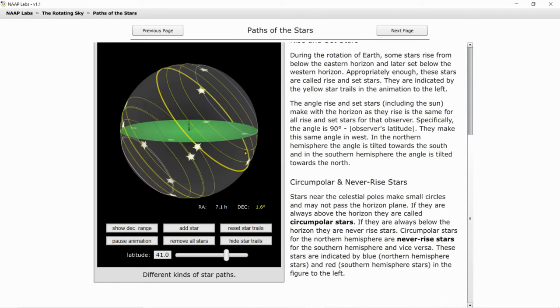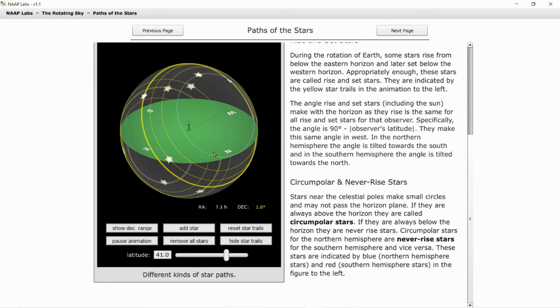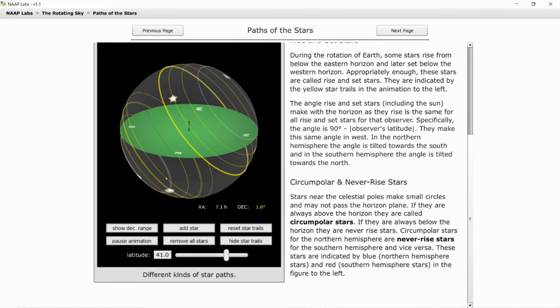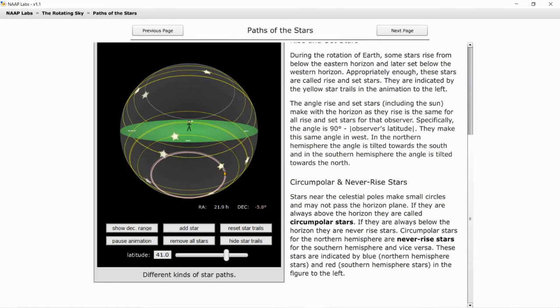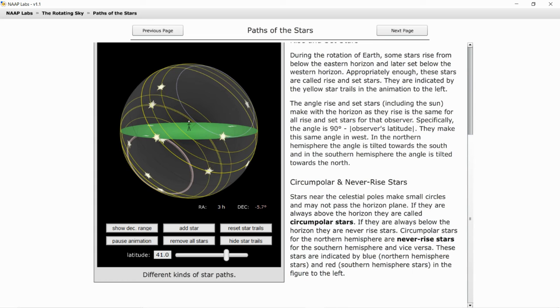So that's what it's talking about. The yellow are the rise and set stars, and the blue is never set or a circumpolar star. And these red back here are never rise stars. They're always going to be only visible in the southern hemisphere.